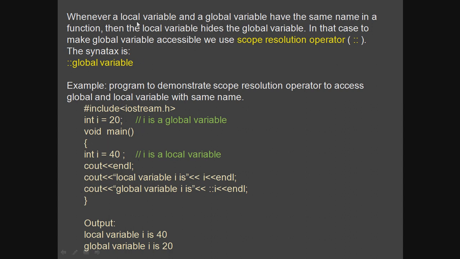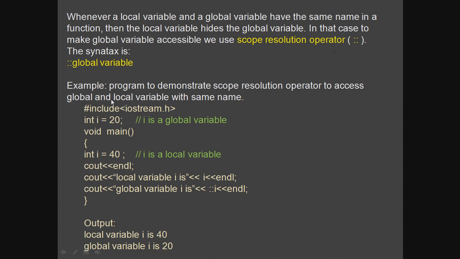Sometimes the local variable and the global variable could have the same variable name and the same data type inside the program. Then the local variable hides the global variable, so the priority is given to the local variable first. In order to access the global variable, we use the scope resolution operator denoted by the double colon. So the syntax is this.